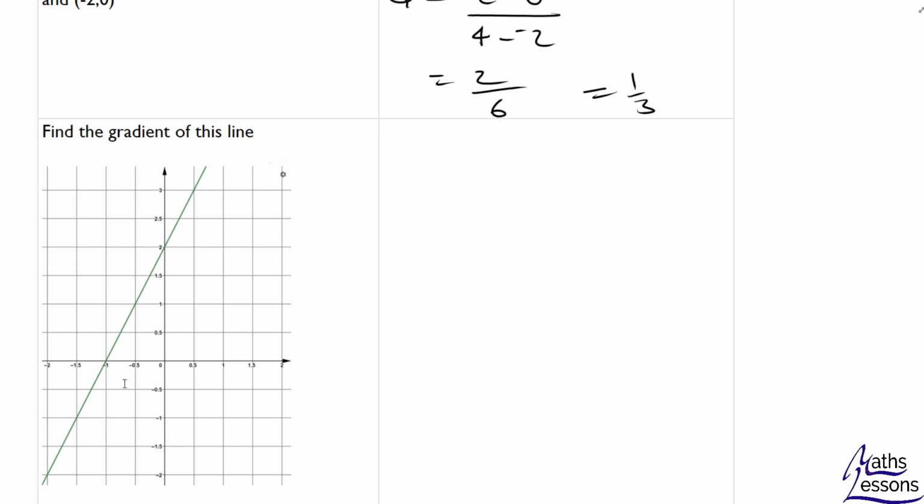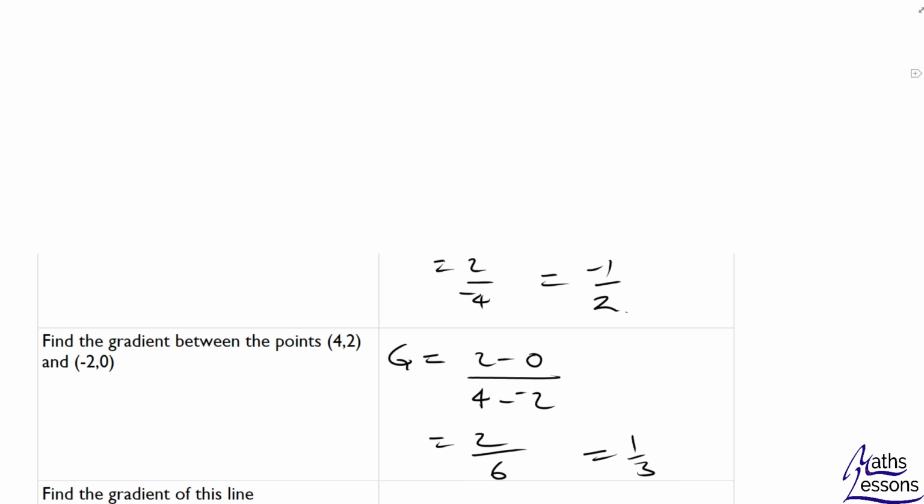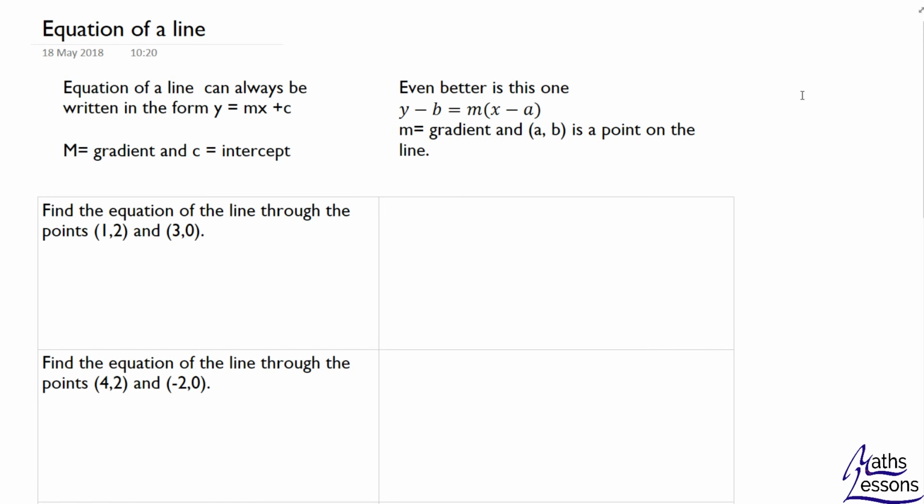So again, let's look at the change in y and the change in x in this question. Here's our change in y, which is 2, and our change in x from here to here, which is 1. We go that way, it's 1, and we go that way, it's 2, it's positive. So therefore the gradient will equal 2 over 1, which is equal to 2.